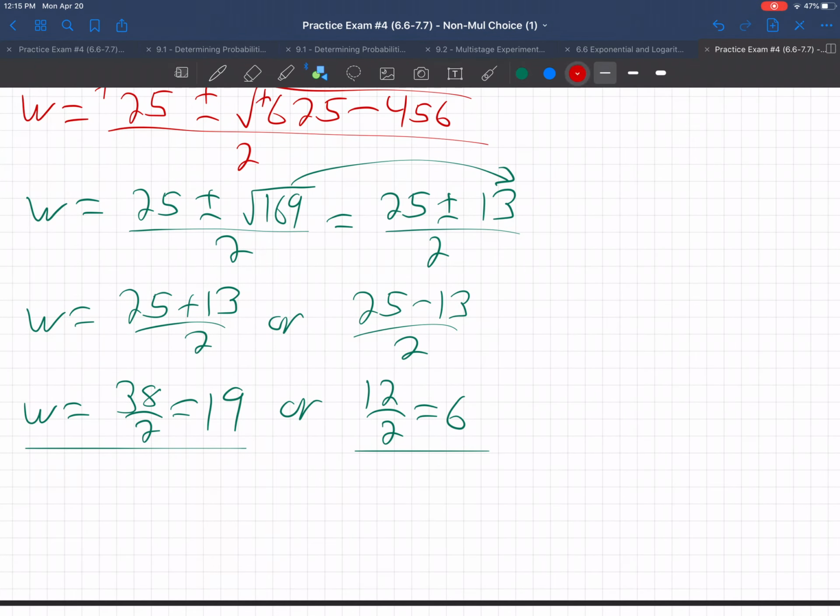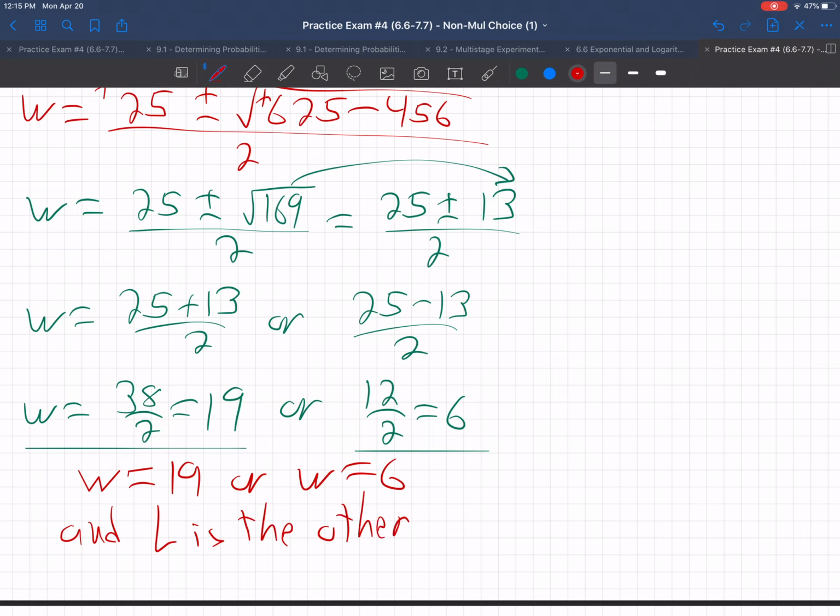Now, what that really means is that either one of those could be the length also. So basically the width is 19 or the width is 6, and the length is the other. It doesn't really matter which one you call width and length on a rectangle. One of them is 19, the other is 6. Width is 19, length is 6, or vice versa. You can have width 19, length 6, or you can have length 19, width 6.